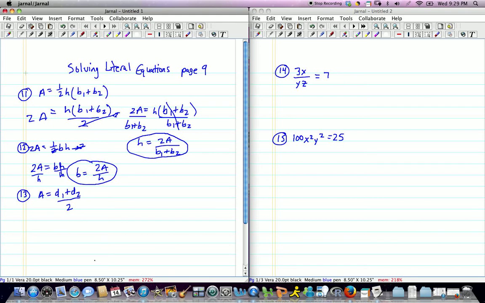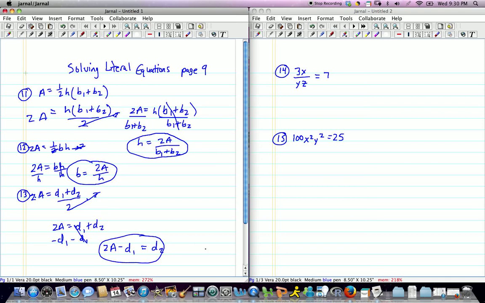Number 13, it asked me to solve for d2. So the first thing I'm going to do in this problem as well is multiply by 2 to get rid of it on the other side as well. So I get 2a is equal to d1 plus d2. Because I want to get d2 by itself, I need to move d1, so I'm going to subtract d1. So here I have that 2a minus d1 is equal to d2, and I've now solved the problem.